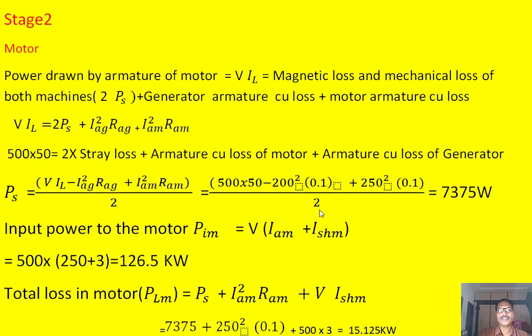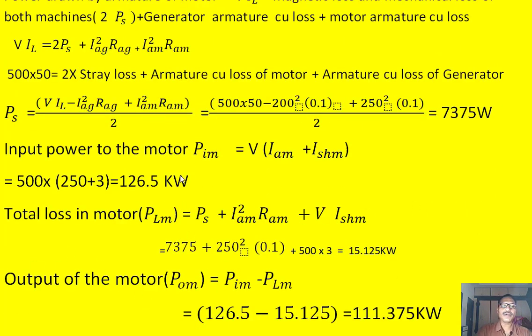This 2 is coming in the denominator. To calculate each motor's stray loss we have to divide by 2, otherwise it becomes the stray loss for the 2 machines. So we have to use this 2, so we get 7375 watts as the stray loss of each machine.